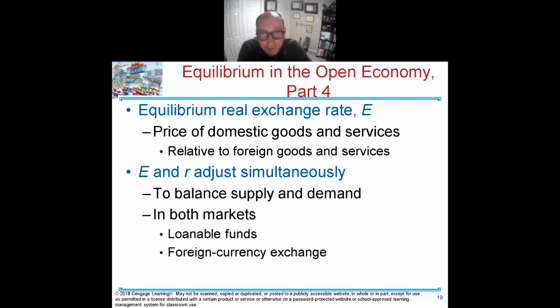Prices of domestic goods and services are typically relative to foreign goods and services, and is based on the point of equilibrium. The equilibrium and the exchange rates adjust simultaneously when there are changes in supply and demand. This is how we balance out supply and demand for loanable funds and foreign currency exchanges.